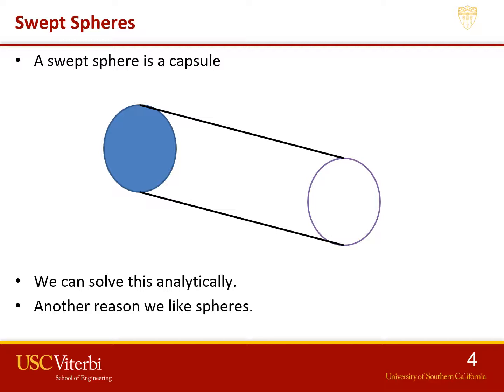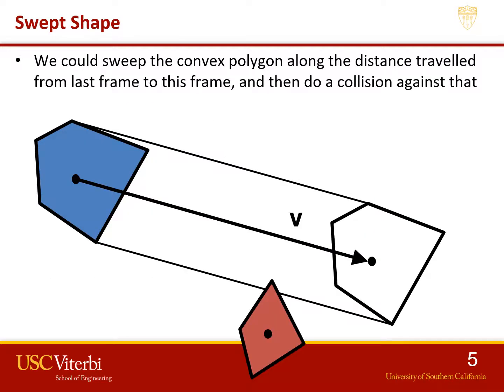The beauty of this is we can solve this analytically. We can do sphere versus capsule or capsule versus capsule with math. We can work the math for that just using a little algebra. It's a quadratic equation, and that we can solve. That's pretty cool. That's one of the reasons that we like spheres so much. But some things just are not spherical, right? And so we'll need some way to do some arbitrary shape.